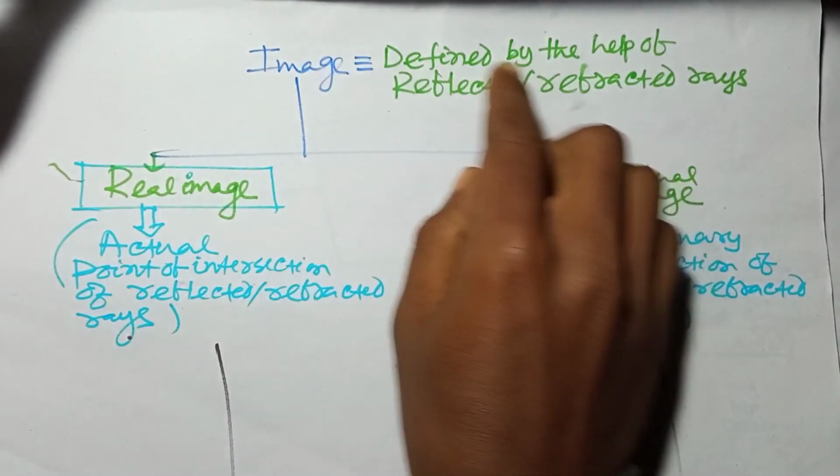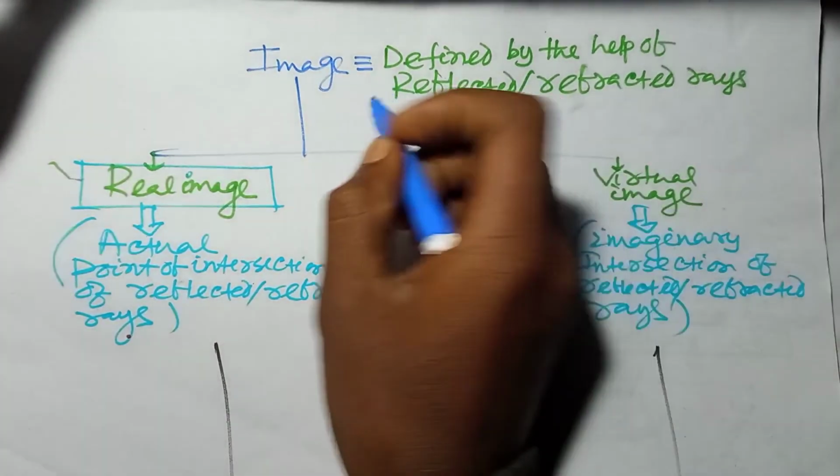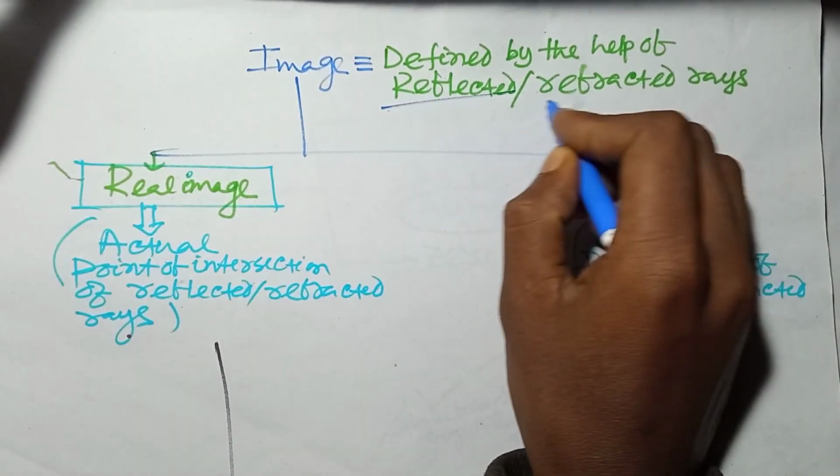Similarly, the image is defined by the help of reflected rays. Image means reflected or refracted ray.